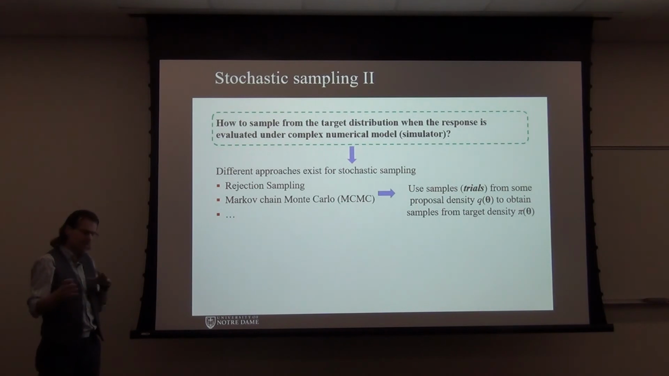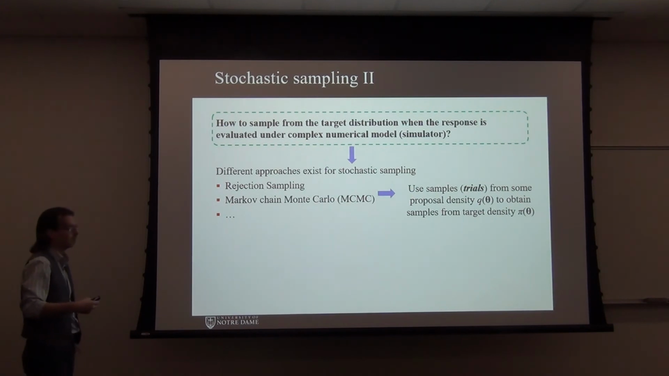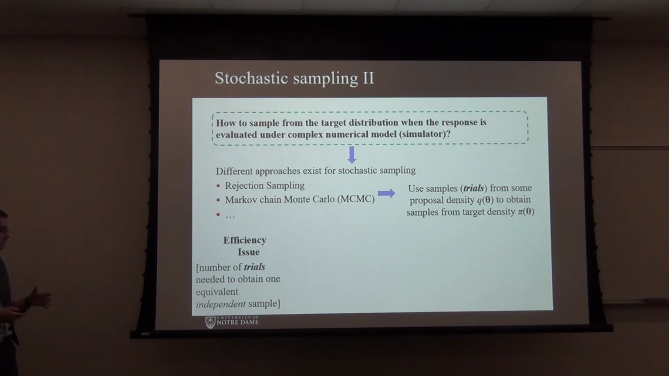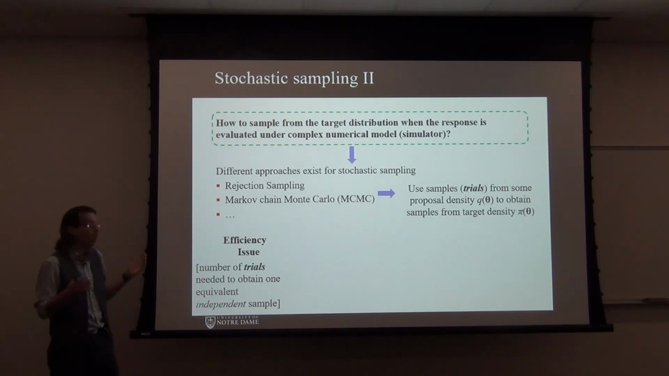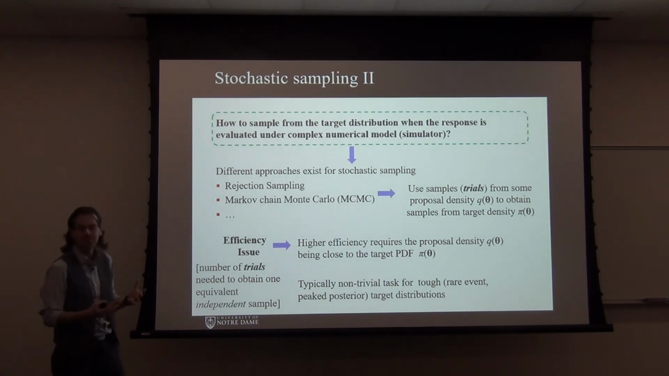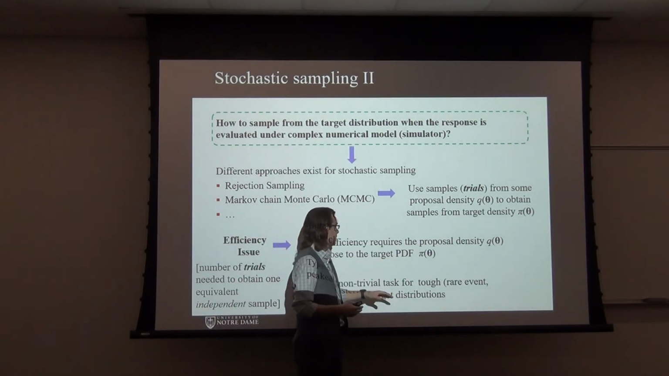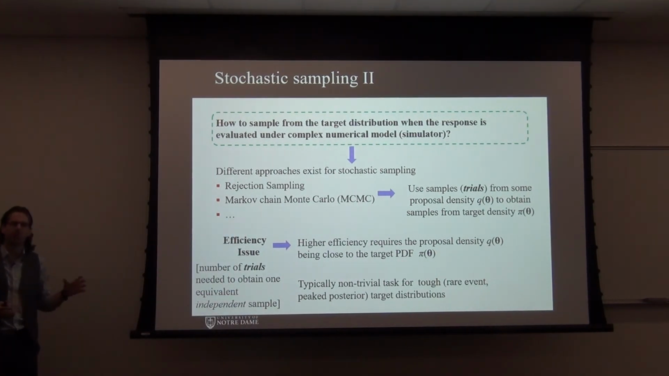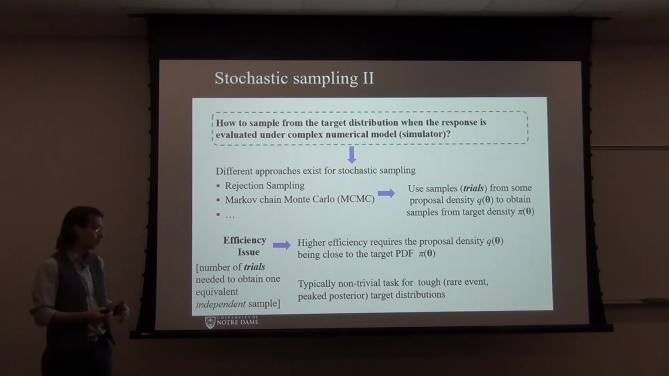Different approaches exist for this stochastic sampling. You can do rejection sampling, Markov chain Monte Carlo, but all of these use samples or trials from some proposal density to try to approximate the target density. In general, their efficiency is evaluated by the number of trials needed in order to obtain one equivalent independent sample. And generally, the higher the efficiency you obtain, the closer your proposal density approximates your target PDF. Of course, this is typically a non-trivial task, especially for high-dimensional applications, for peaked posteriors, or for rare events.